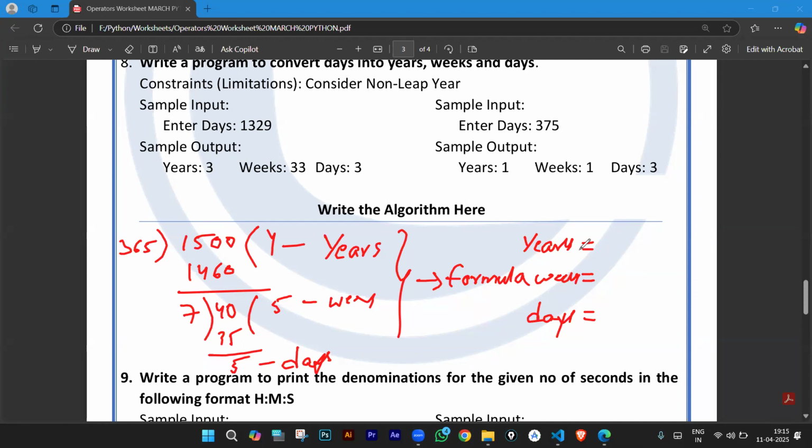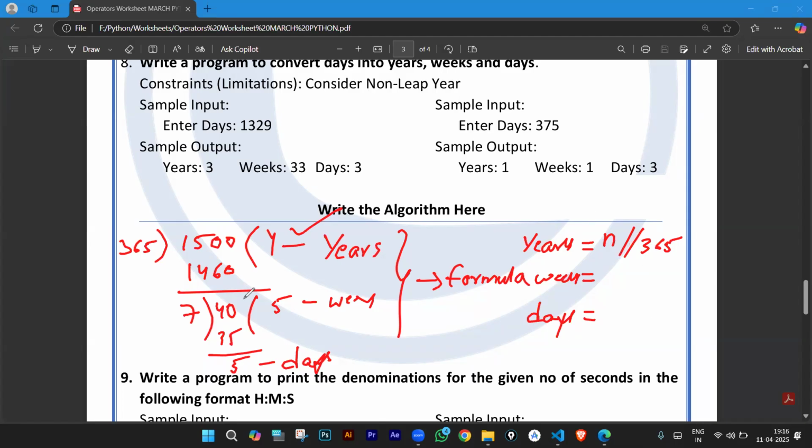Yes, we got one person who gave the correct answer. Yes, two. Correct. So number of days divided by 365 will give you the years. So the first one is sorted. 1500 divided by 365 we are doing now, then only we'll get that 4.something. Okay, so years is done.